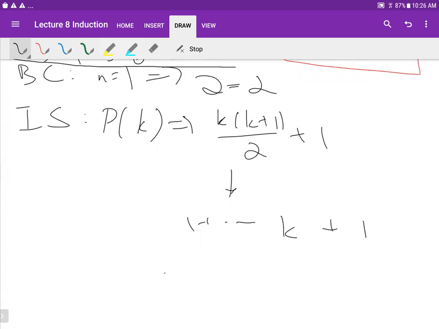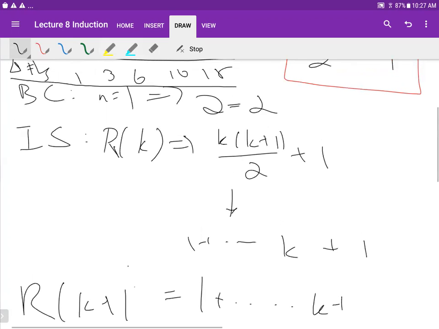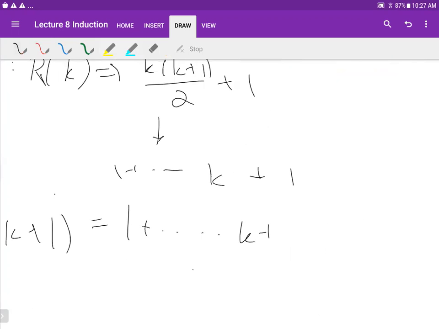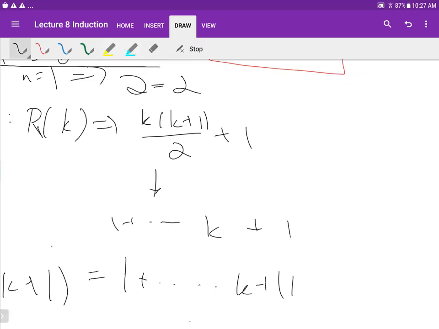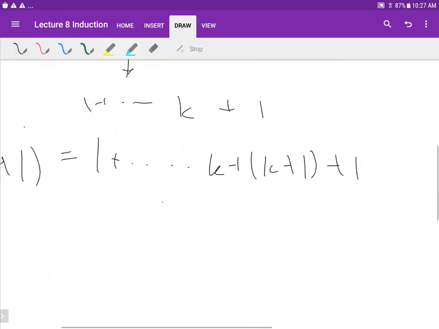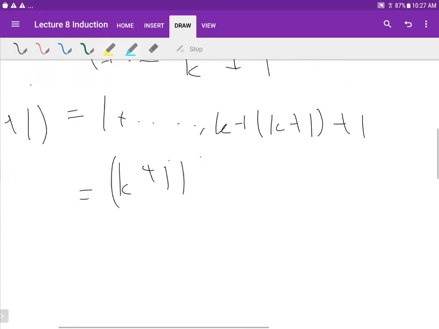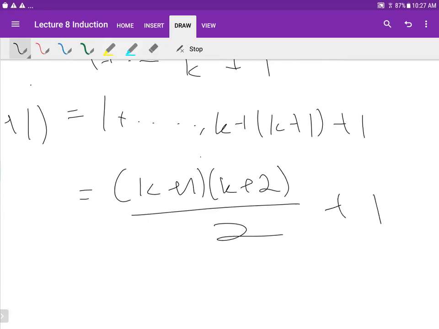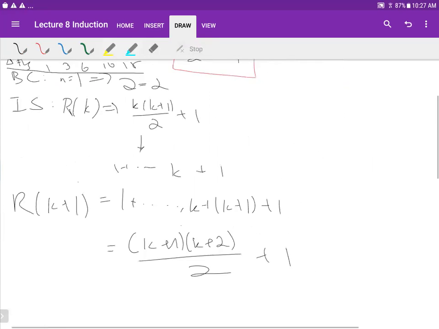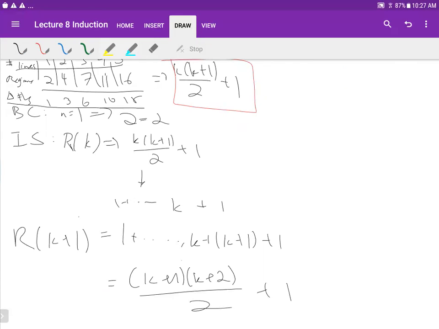So the number of regions for k plus 1 is equal to 1 plus k, so all the original regions, and this new line forms k plus 1 new regions. Then this will be k plus 1 times k plus 2 all over 2 plus 1. And this just concludes the problem. I made a mistake here: this is the inductive hypothesis, and then this is the inductive step.